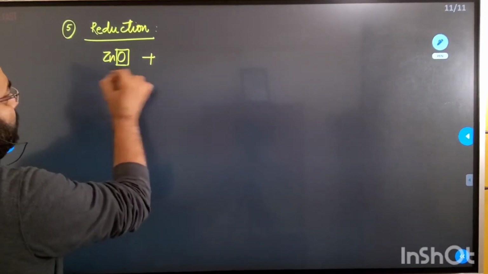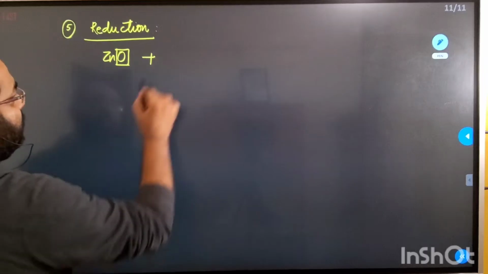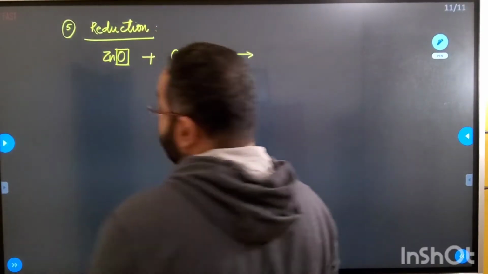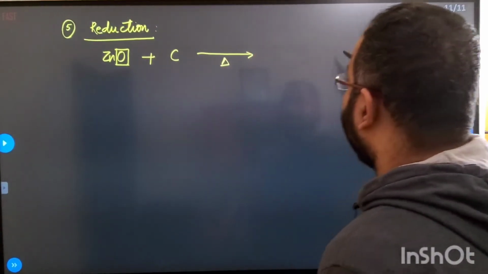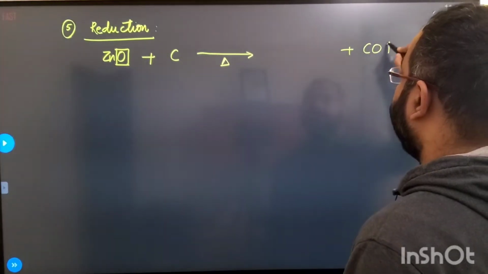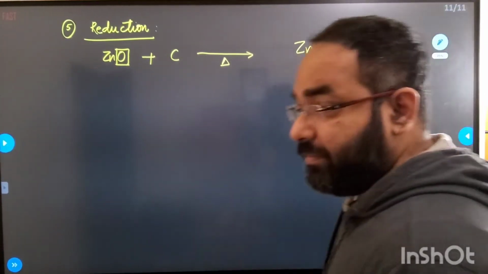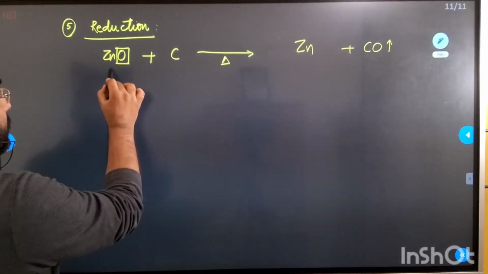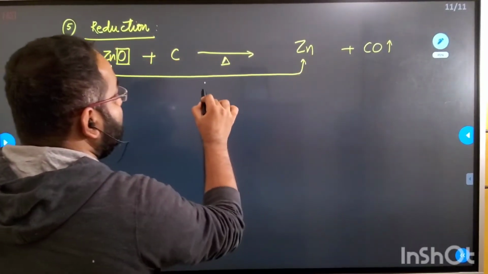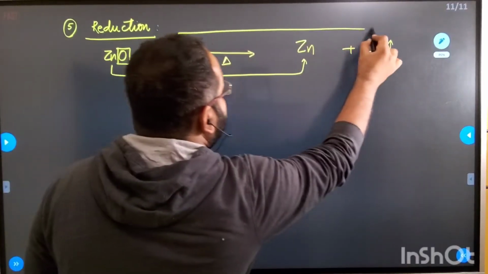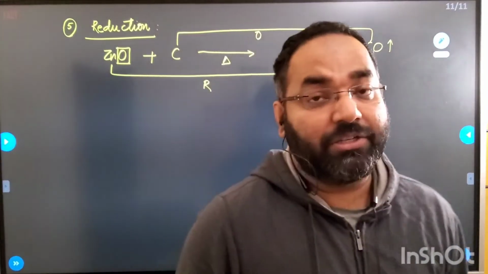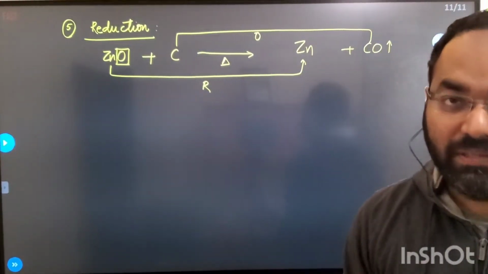Your job is to remove this oxygen. The best way to remove oxygen is by using carbon as the reducing agent. Now, when you use carbon as the reducing agent and when you heat it, carbon and oxygen combine together to give you carbon monoxide, leaving behind zinc. Now, if you notice, zinc oxide is losing oxygen to become zinc. So, zinc oxide is getting reduced. Carbon is getting oxidized. So this is a classic example of a single displacement reaction or even a redox reaction.